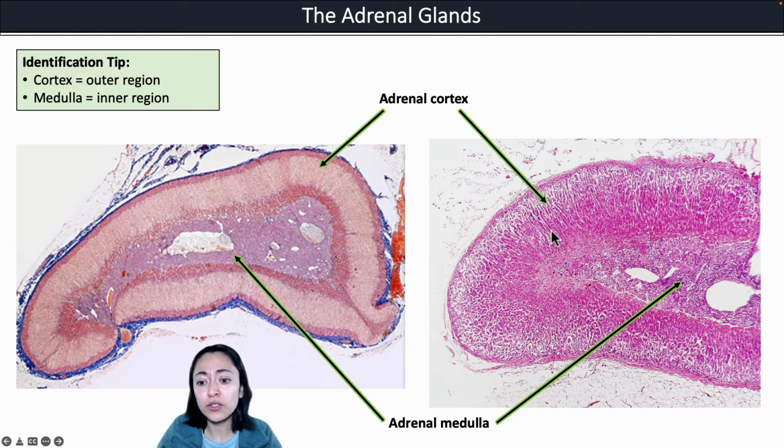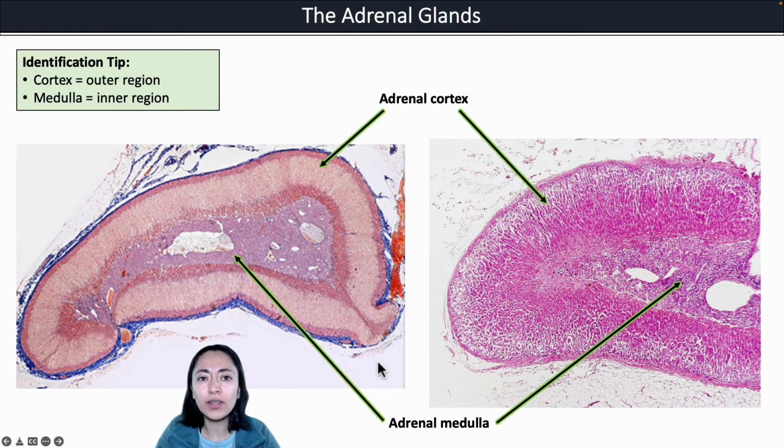So here you could see two microscope slides of the adrenal gland. You can see that the outer part of the adrenal gland is called the adrenal cortex. So the cortex is this outer region, and it's going to produce separate hormones from what we call the adrenal medulla, which is this inner region here.